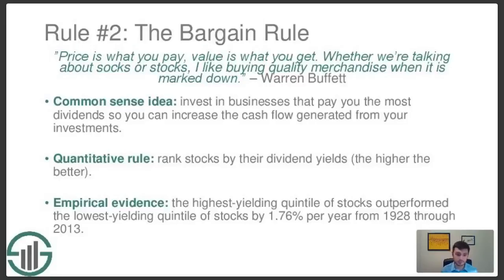And the common sense idea here is to invest in businesses that pay you the most dividends so you can increase the cash flow generated from your investments. Very simple to understand. It really makes intuitive sense. The quantitative rule here is also simple. Rank stocks by their dividend yields. The higher, the better. So again, all things being equal, we prefer a stock with a 5% yield to one with a 1% yield, as everyone else should if all things are equal, which they never are, but that's why it's part of a greater ranking system. The empirical evidence behind this is the highest yielding quintile of stocks. And a quintile is just a 20%.